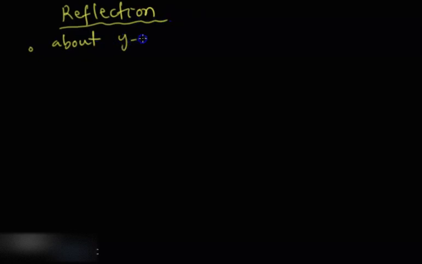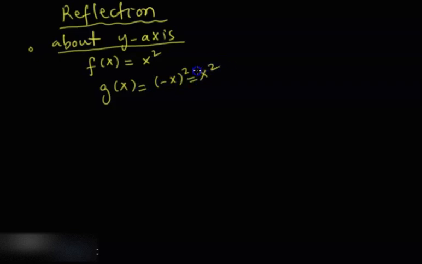Then we talk about the reflection. Reflection about the y-axis: for the y-axis, our f of x is equal to x squared, and if we replace x by minus x, this is going to be x squared, the same. So reflection about y doesn't make any difference, so it remains the same. The only interesting part for the parabolic or quadratic function is reflection about the x-axis, or this function.